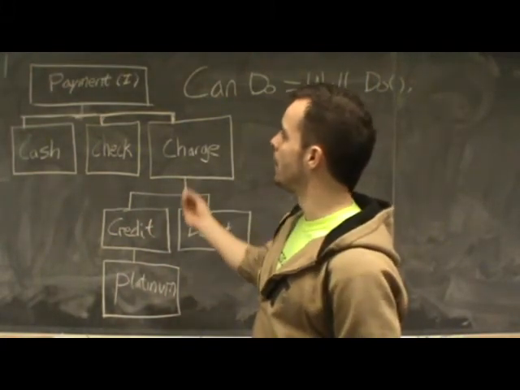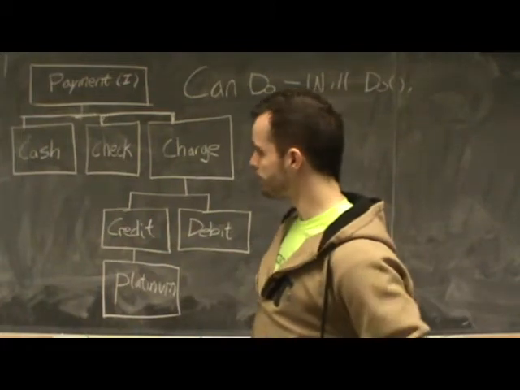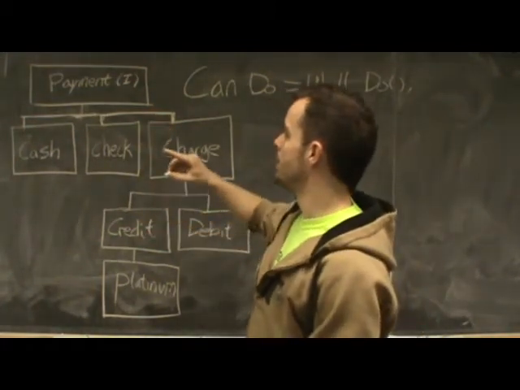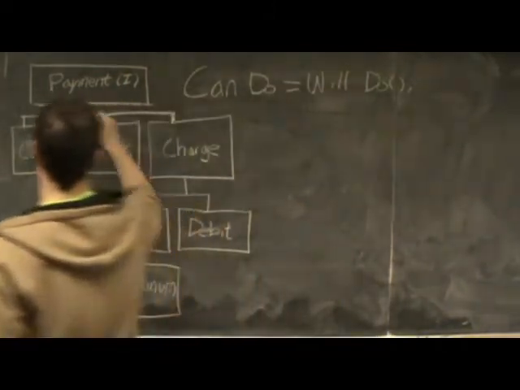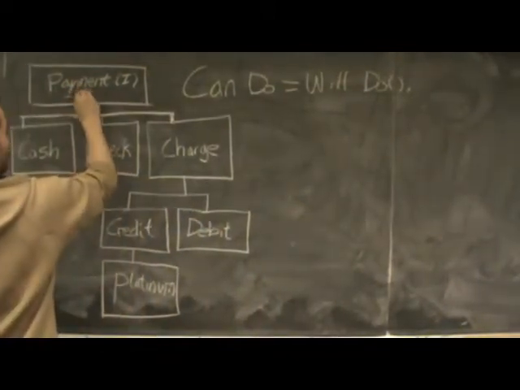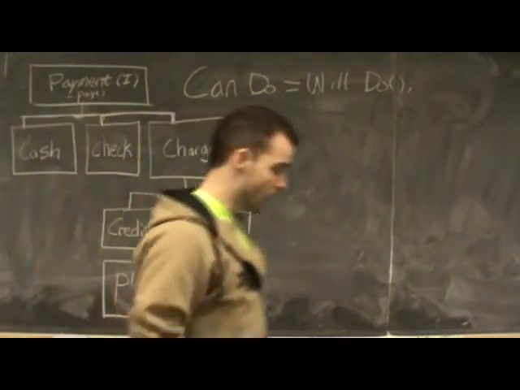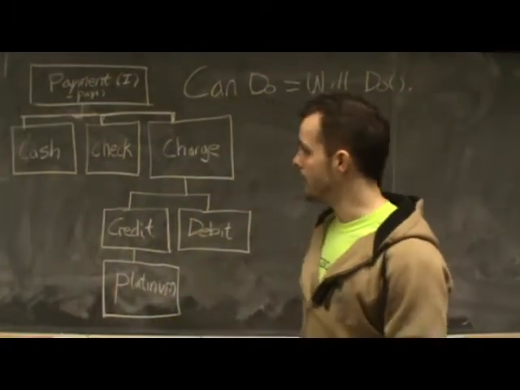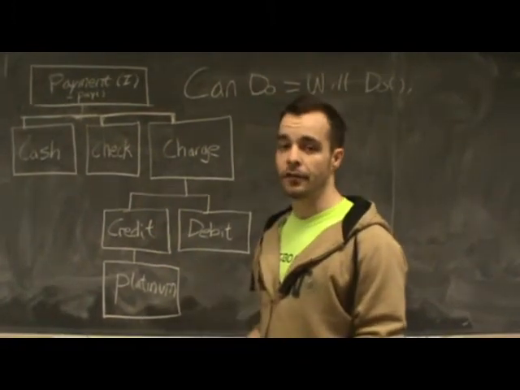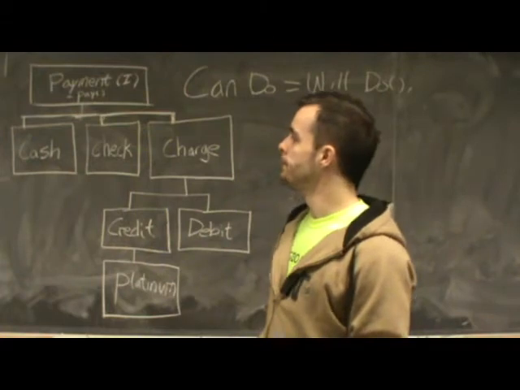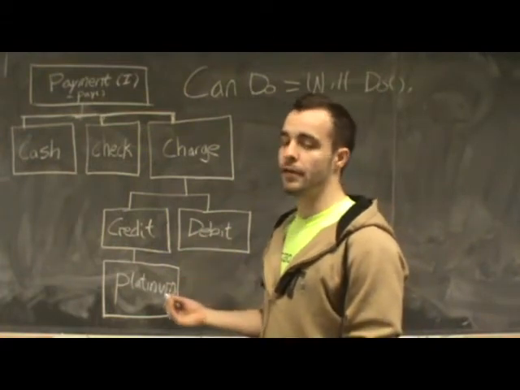So as you can see, I've drawn a short hierarchy here. At the top, I've got an interface called payment. Let's say it defines a method called pay. Now, we know that anything that is derived from the payment interface must implement the pay method. That's basically a rule that the interface has defined.